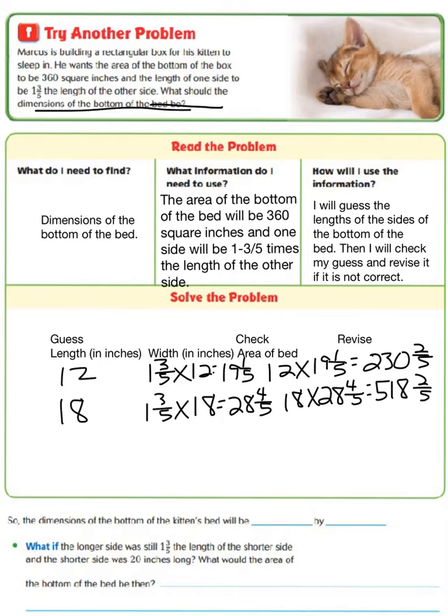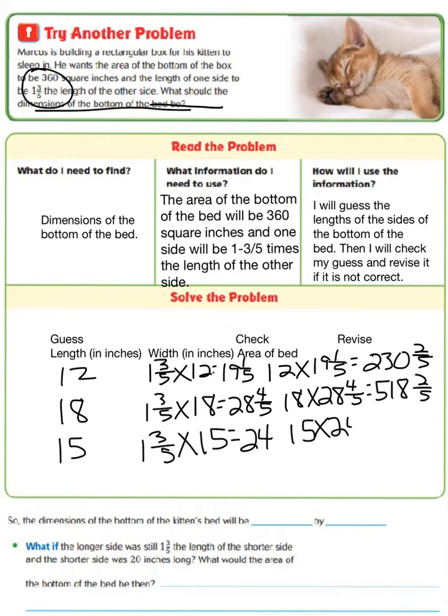So we'll try something in between our 12 and our 18. So let's go with 15. So we'll take our 1 3/5, and I'm getting the 1 3/5, if you remember, from our word problem up here, times 15, and that's going to give us 24. So now we'll take our 15, multiply it by our 24, and that's going to give an answer of 360. So this is kind of like trial and error, and if you see the 360 matches the 360 from our word problem. So we know we're correct. We don't need to do any more revising.